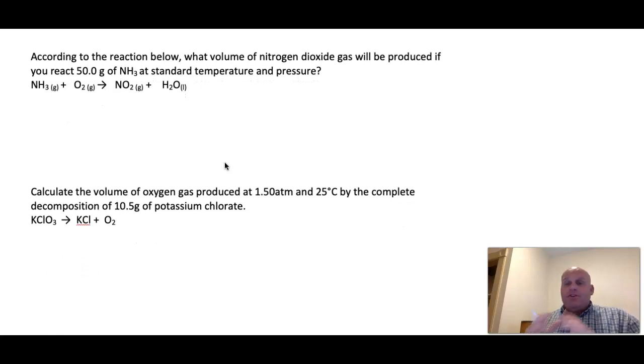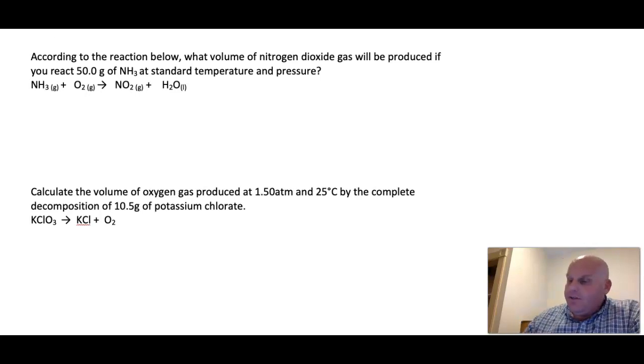Here is an example of two different types of gas stoichiometry problems. So I'm going to pause the video here for a second, take a look at these two problems and see if you can identify what is different in each problem.